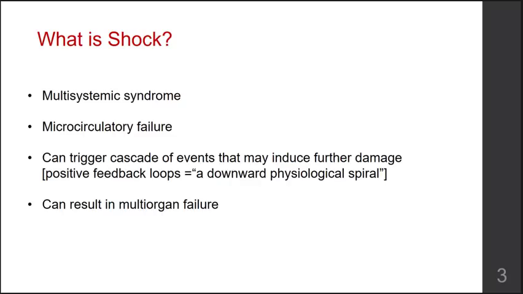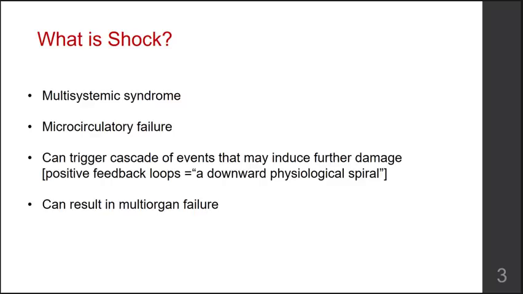Shock can trigger a cascade of events that further damage the body through a positive feedback loop. Remember that a positive feedback loop is one that accelerates events rather than halts them, as we would see with negative feedback loops. This makes things worse and worse and worse. One event leads to another event, which leads to another event. These are negative events when we're talking about shock, of course, and it leads to a downward physiological spiral.